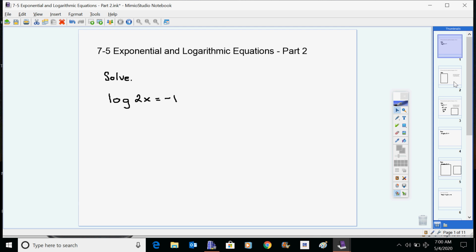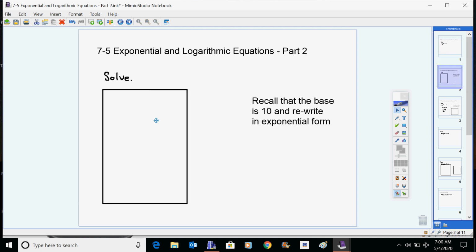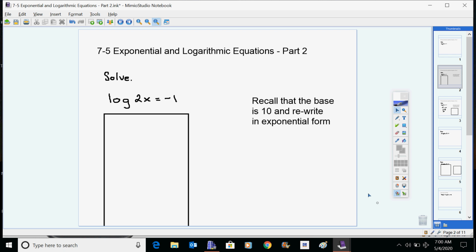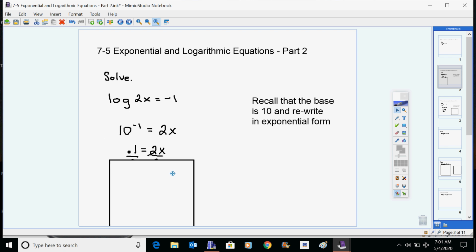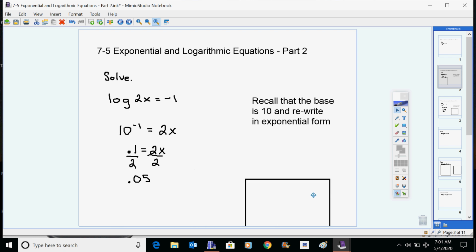okay, when we're trying to solve a logarithm and it's in logarithmic form, what you can do is you can consider the base and rewrite it into exponential form. Remember, when there is no base, it's a 10. These are actually super easy. Log base 10. 10 to the negative first power equals 2x. And then divide both sides by 2. 10 to the negative first is 0.1. Divide by 2. And you get 0.05.